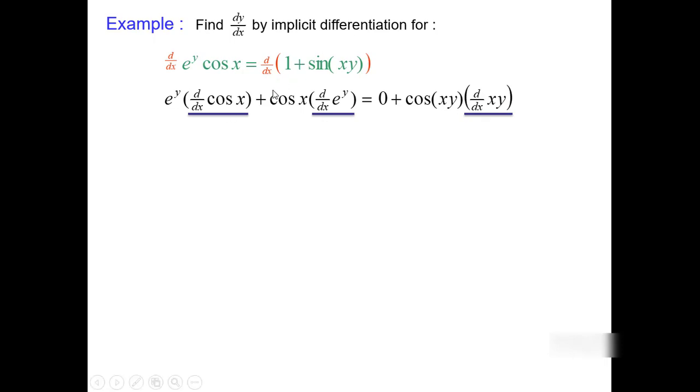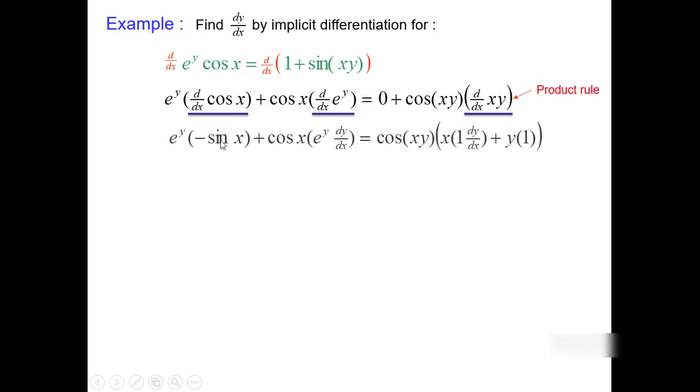d/dx of cosine x is a pretty simple one because notice that it's just a function of x. So that simply becomes negative sine x. For the second one, d/dx of e to the y, notice that this is now going to apply the chain rule, or implicit differentiation. d/dx of e to the y is e to the y times the derivative of y with respect to x, which is why we multiply by an additional dy/dx.